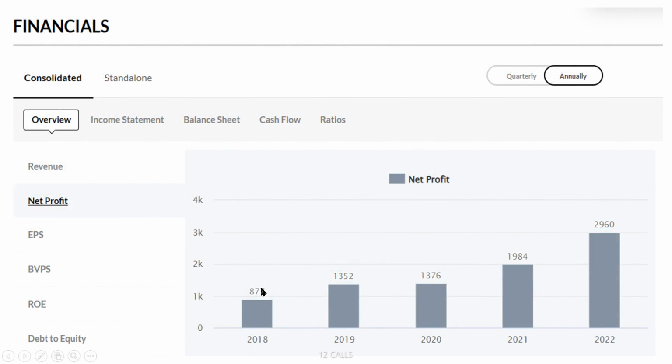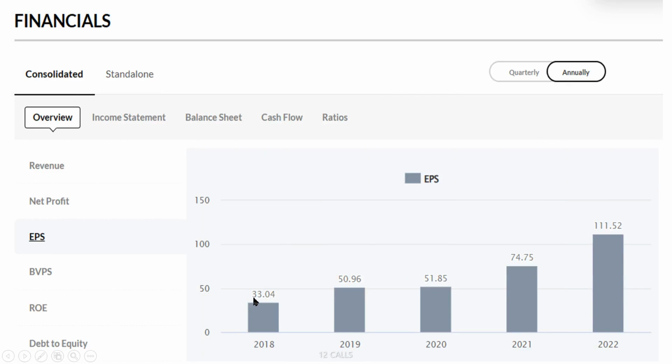If you look into profit, the profit is also continuously increasing. It was 877 crore 5 years before, and this year it is 2,900 crore, which is like 3x from here. Let's look into EPS. EPS is continuously increasing from 33 rupees to 111 rupees, more than 3x.